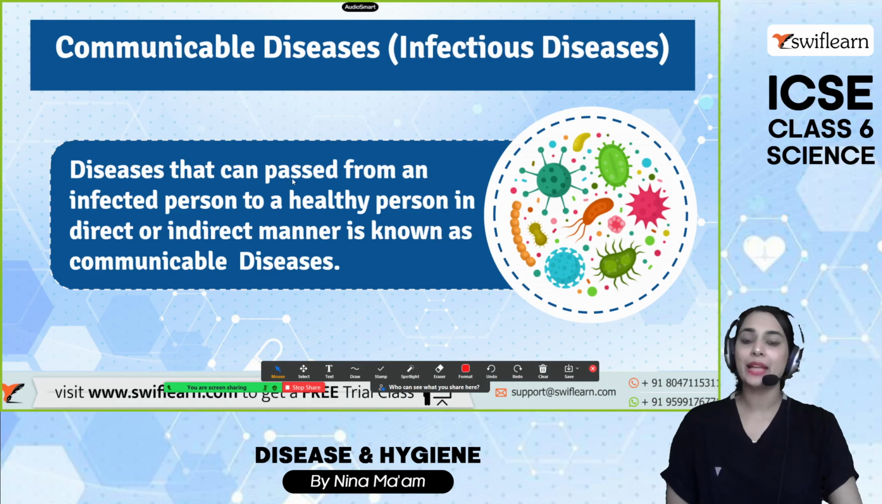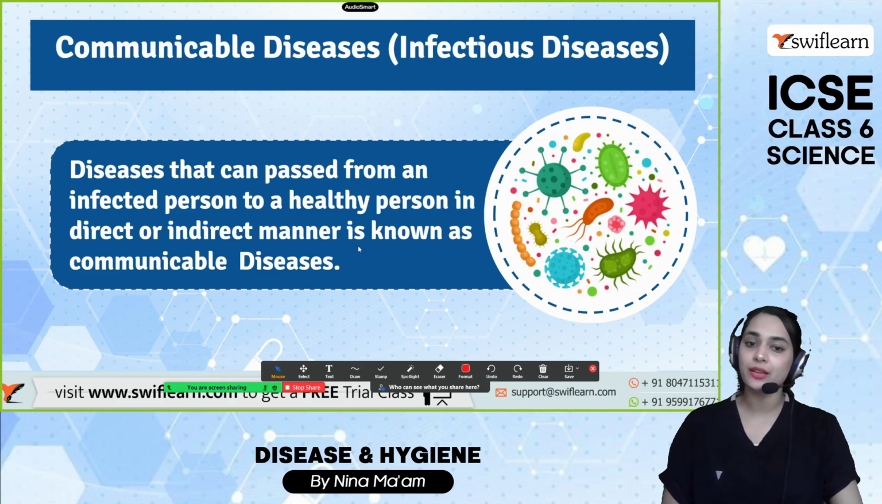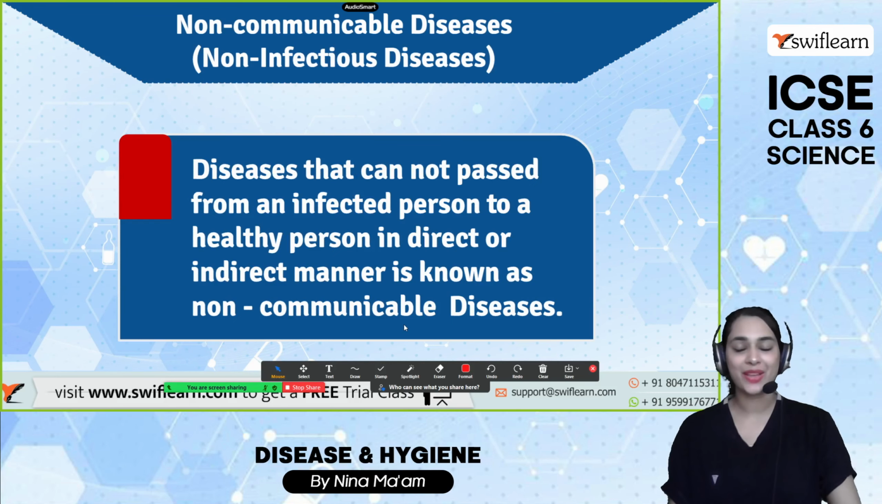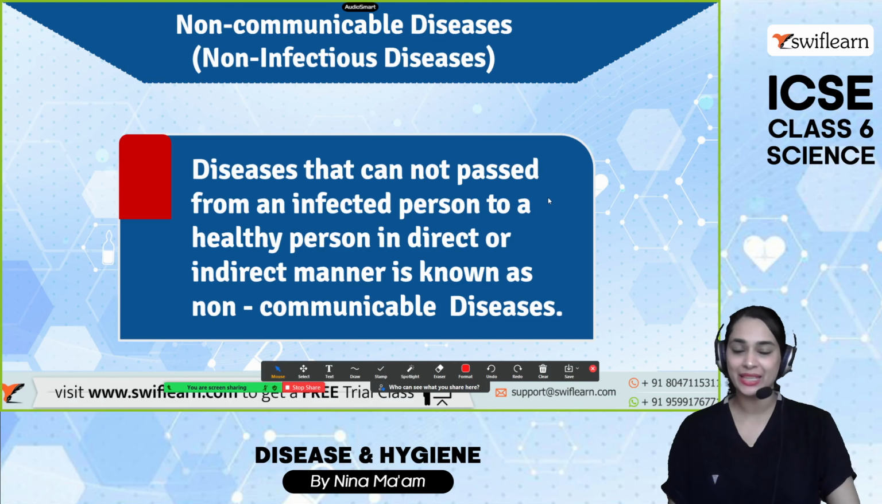The diseases that can be passed from one infected person to a healthy person in a direct or indirect manner are known as communicable diseases. Can you give me one more example of a communicable disease? Non-communicable diseases cannot pass from one infected person to another healthy person. For example, heart disease is not transferable, or a toothache. These are not infectious diseases.